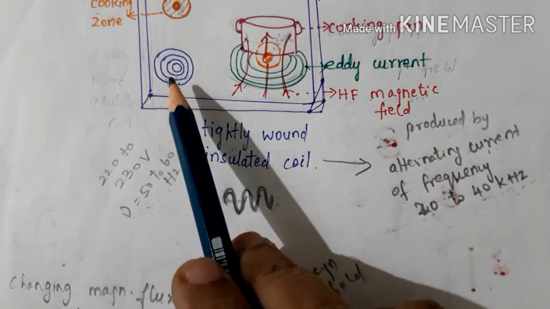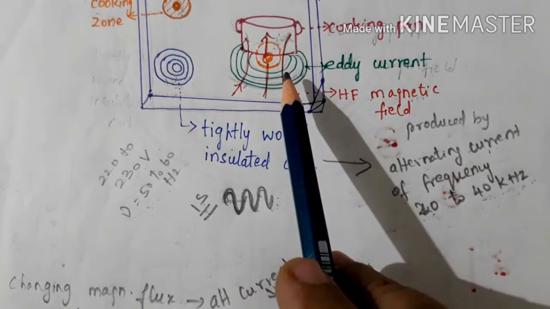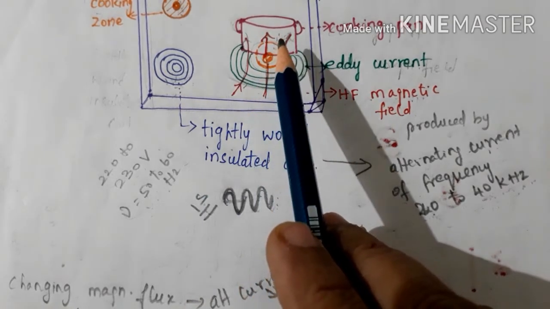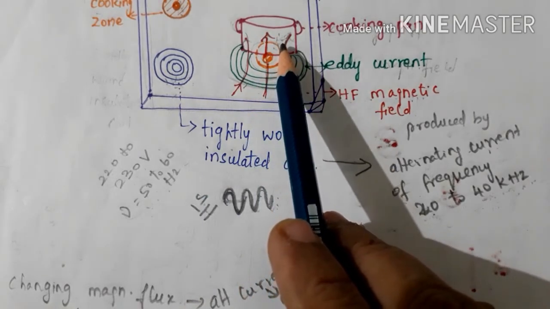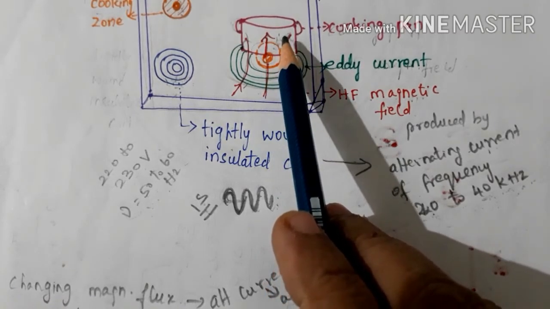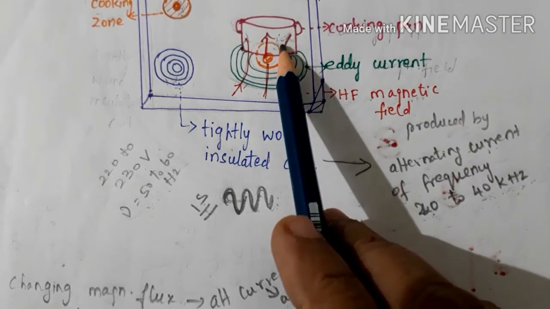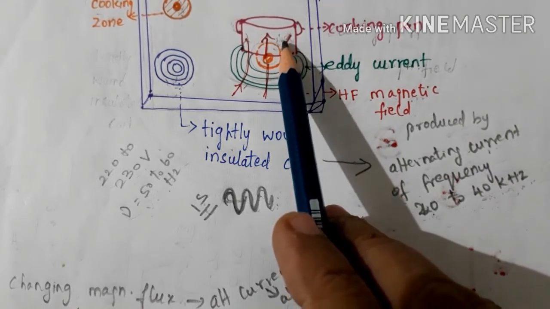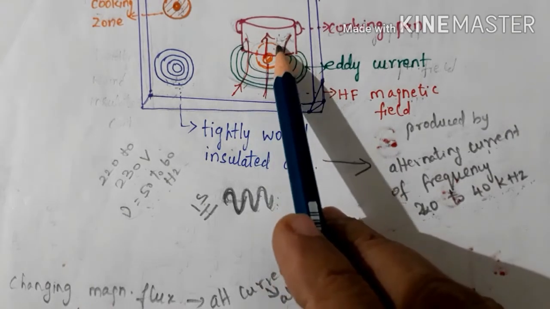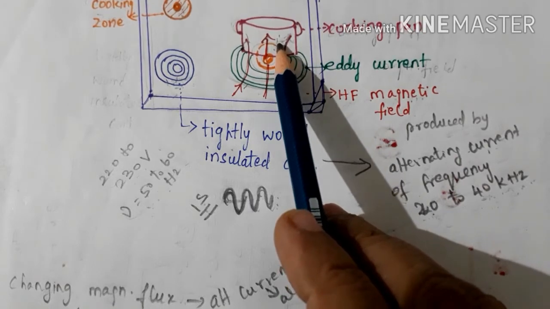So this high frequency alternating current is passed to this coil, and the magnetic field it produces has to be linked to this cooking pan. Right, the cooking pan is kept on the cooking zone, and a cooking pan of suitable material is used here. So a high frequency magnetic field is produced, which is linked to this pan, which in turn produces eddy current. So you know that eddy current produces heat and the food will be cooked.